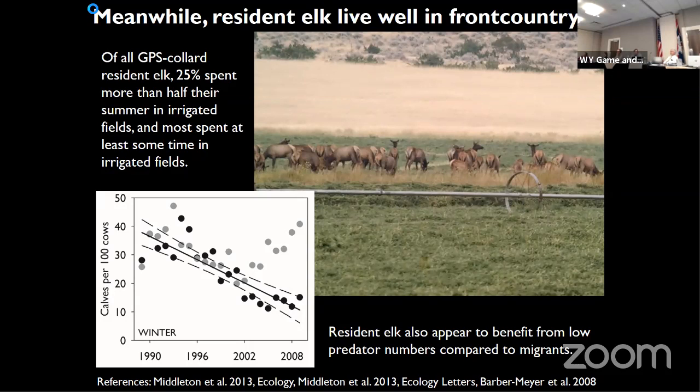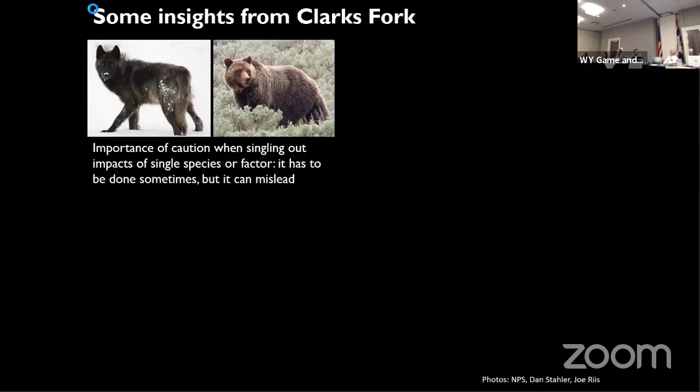So kind of these refuge effects that resident elk in this herd seem to be benefiting from, while migratory elk experience those other influences. And so there's some insights from Clark's work that inform how I think about the system going forward. And just picking a few here, a lesson of caution when singling out a particular carnivore in a multi-carnivore system. Sometimes we have to do that, or that's what we're interested in, or it's what's expedient in terms of research, or it's what the public's interested in, but it can be misleading, as we learned in the Clark's work.